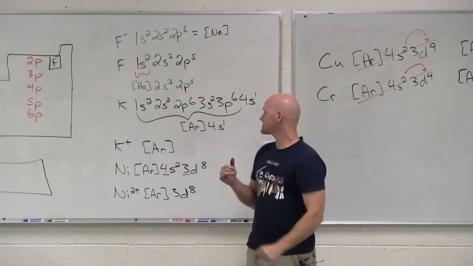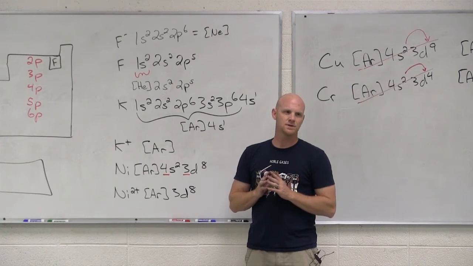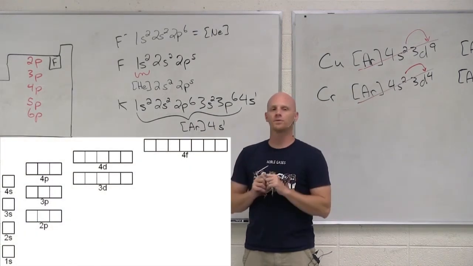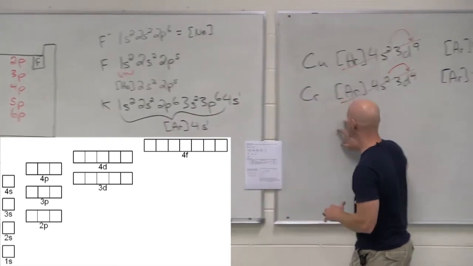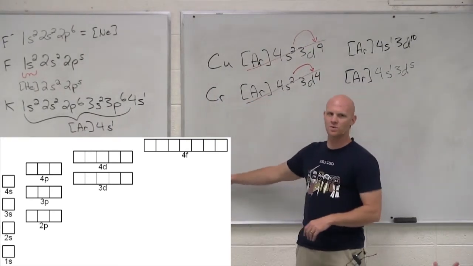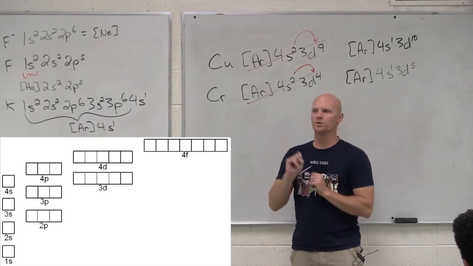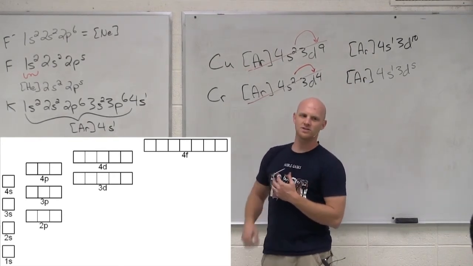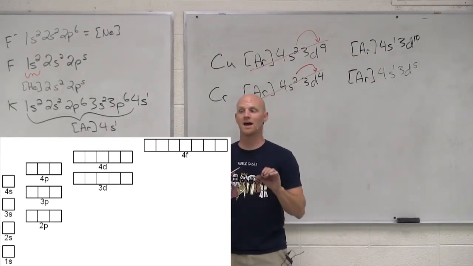Here's the deal. Actually, let's not even go there. How many orbitals total are in the first shell? All there is the 1s, 1 orbital. And it can hold 2 electrons, but 1 orbital. How many orbitals are there in the second shell? Well, there's 2 subshells, 2s and 2p, but how many orbitals are in the 2s?